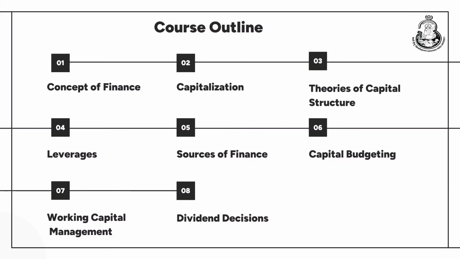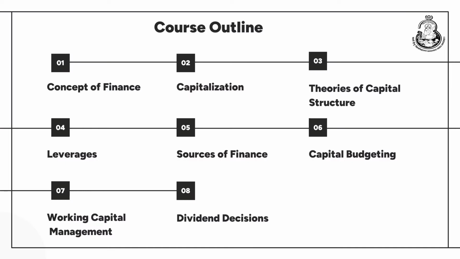We'll start with the concept of finance, where I will discuss business finance, the traditional view, the modern view, as well as the concept of profit maximization and wealth maximization. Unit 2 will discuss the concept of capital structure and capitalization. We'll also discuss what is overcapitalization, what is undercapitalization, what is fair capitalization, and the importance of capital structure.